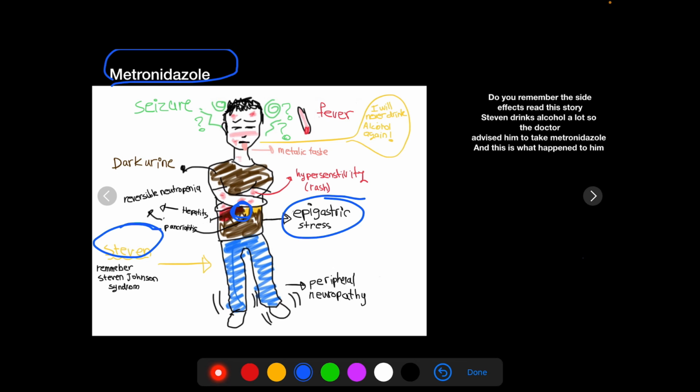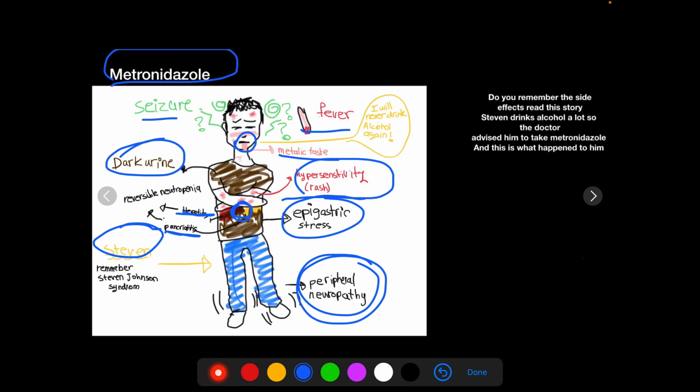Anyways, let's remember the side effects of the drug using the colors. So green for seizures, fever. In red we also have metallic taste. This is the tongue, by the way. We have the sensitivity rash, the brown shirt for the dark urine. And remember when you say the epigastric distress, well, around the epigastric area we have the pancreas, so pancreatitis, which is inflammation of the pancreas, and hepatitis, same thing. And we're also going to have peripheral neuropathy. Remember, we have seizures and peripheral neuropathy.